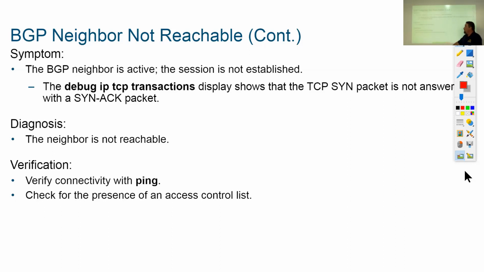So again, you can verify connectivity with that neighbor with a ping. Make sure that the source IP address is the same source IP address you use in your BGP updates, okay? Check to see if you've got some kind of access list.